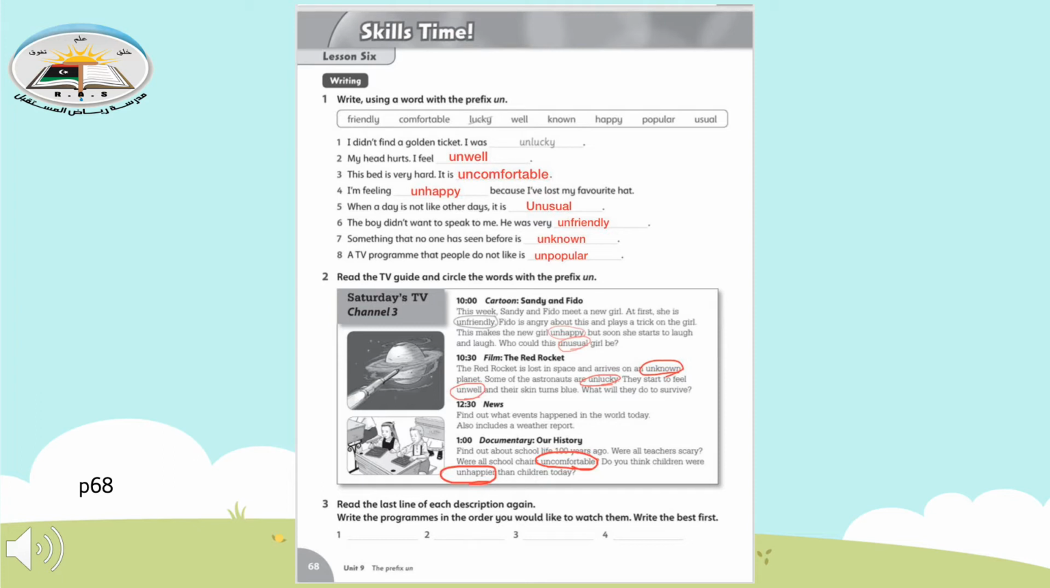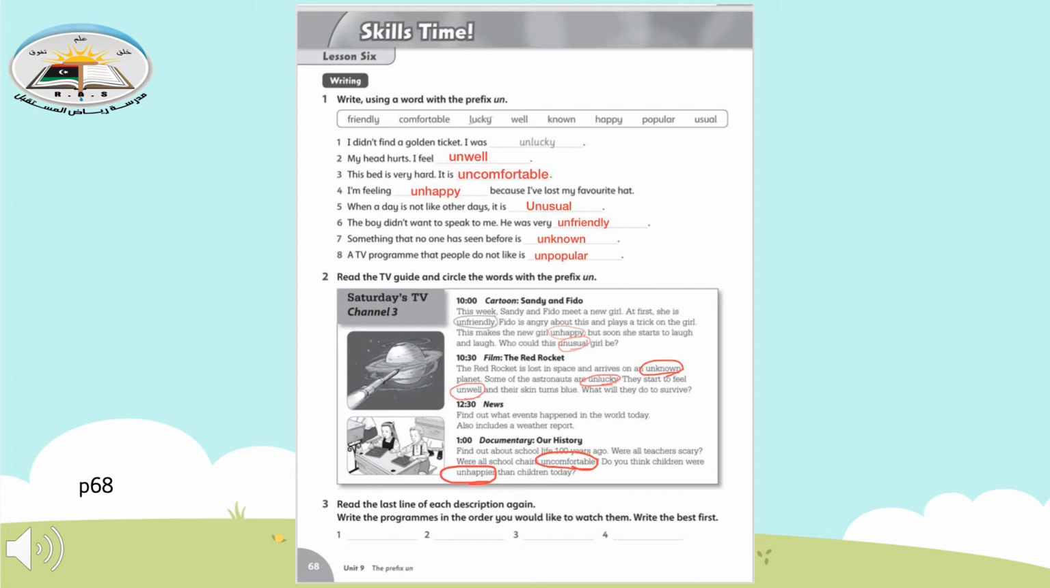Number 2. My head hurts. I feel space. The answer is unwell. My head hurts. I feel unwell. Number 3. This bed is very hard. It is space. The answer is uncomfortable. This bed is very hard. It is uncomfortable.